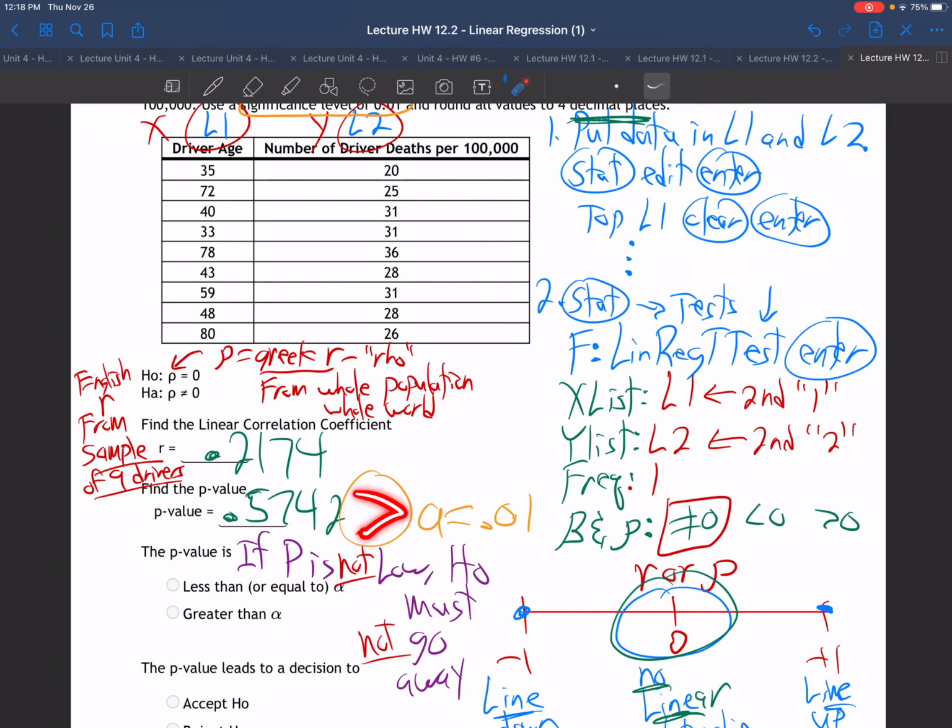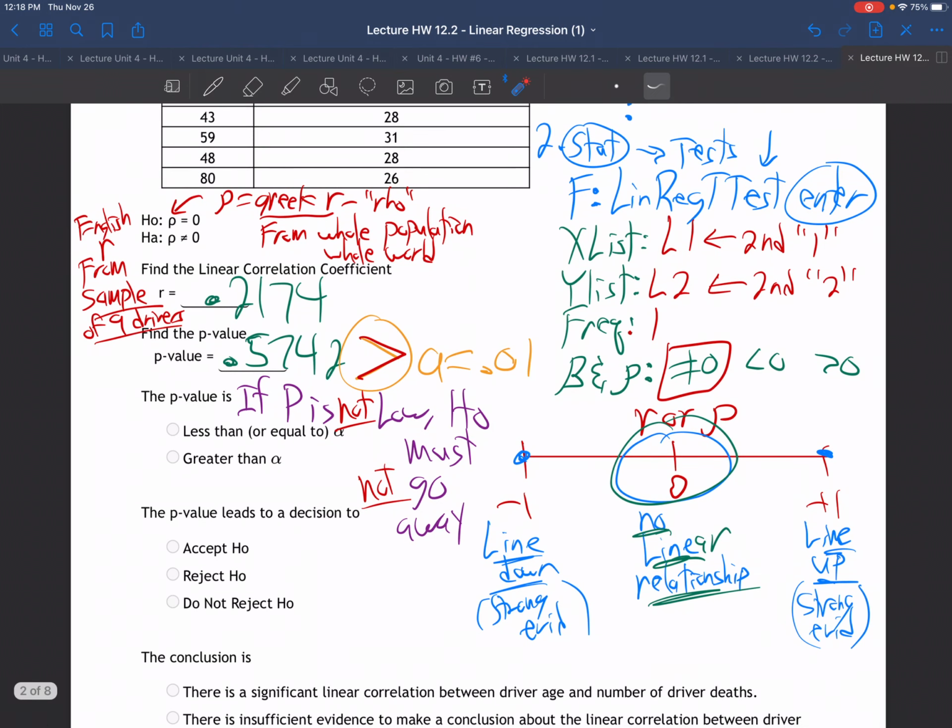Right? Our p-value is greater. Our p-value is not low, so the null must not go away. So the null does not go away. What does that mean? We fail to reject the null. So the p-value is greater than the alpha. We do not reject the null. We fail to reject the null.